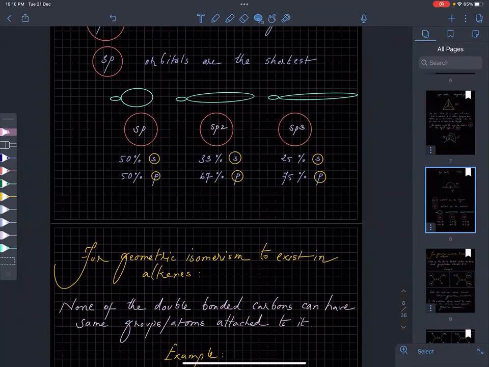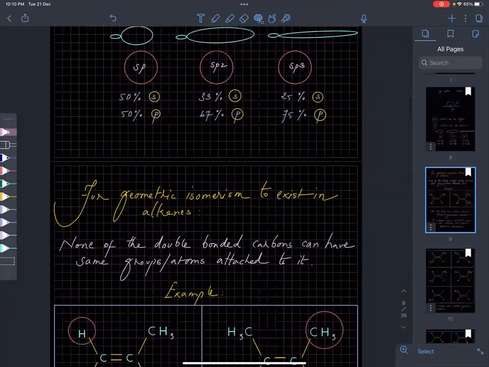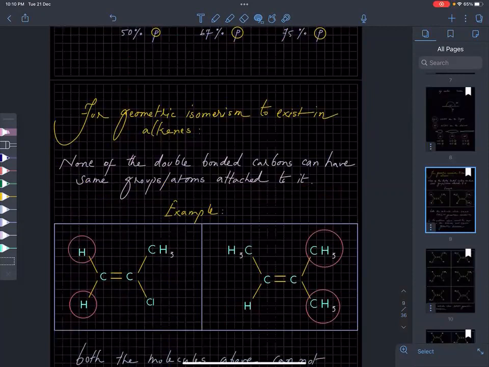And it is very important to remember this because later when you do the rankings for acid strength and basic strength, this concept will be useful. Now, basically, generally, two sp orbitals are present together, 3 sp2 orbitals are present together, and 4 sp3 orbitals are present together.